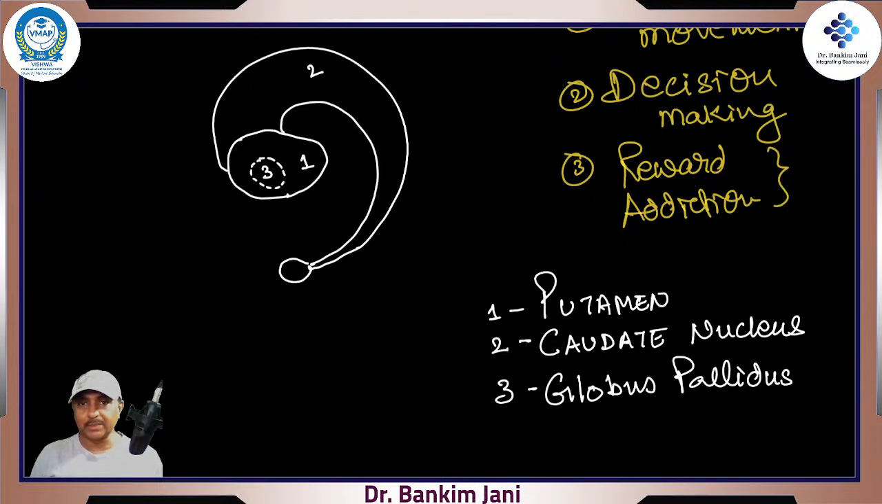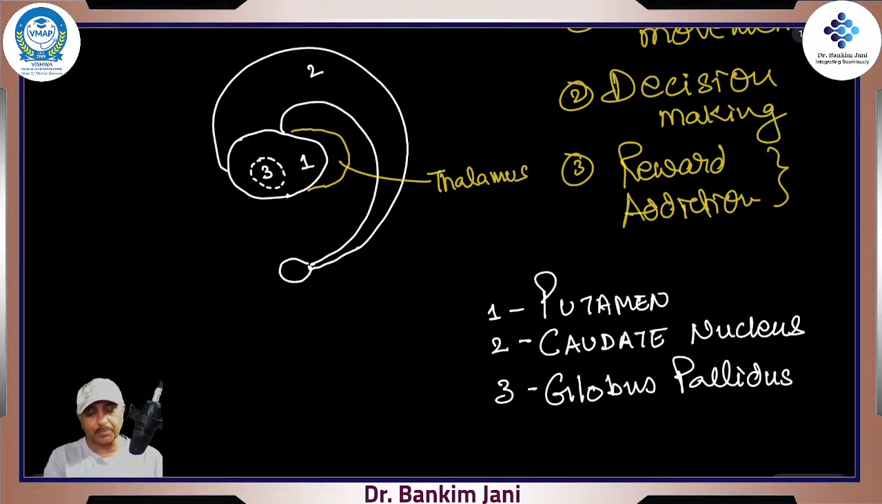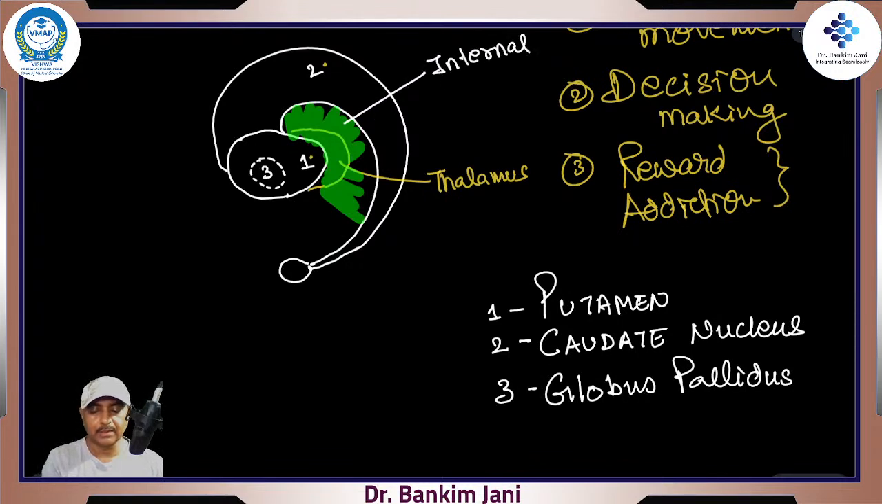Not only this much, we said internal capsule, right? So over here, behind this, there would be the thalamus. Now there is a space between this, which is putamen, and that, which is caudate nucleus. In between there is a space, right? It is this space. That is the internal capsule.